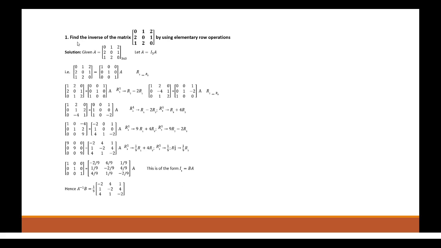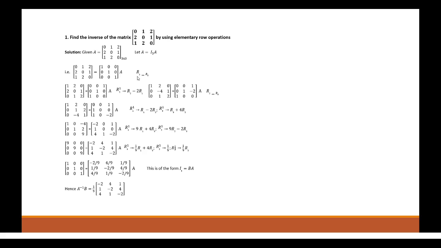In the first problem, find the inverse of a matrix. It is a square matrix of order 3 cross 3, by using elementary row operations. So we have to find the inverse of the given square matrix. We take the given matrix as A. Let us take A is equal to In A. Here n is 3, it is 3 cross 3. So A is equal to I3 A.